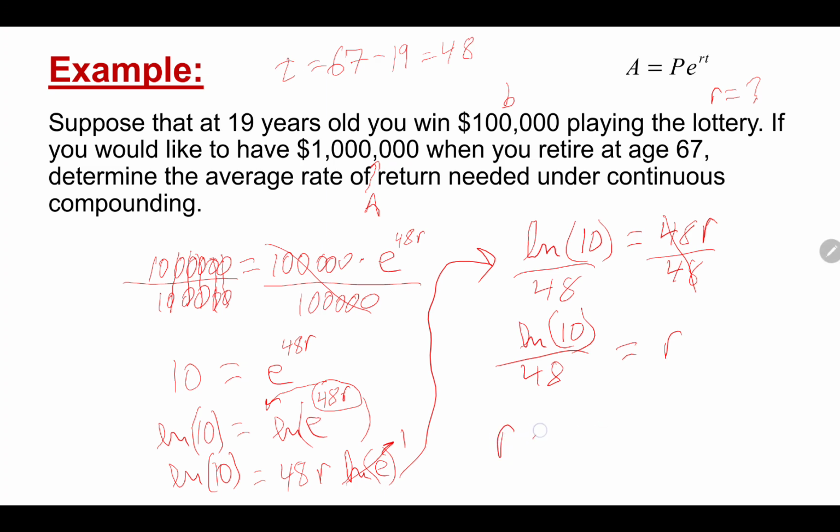So r is approximately, again, I'm looking for a rate, so that's fine, divided by 48. 0.04797. So what does this become? So move this over. So this is about 4.8%. Again, approximation. So that would be the average rate I would need to get on that investment, or whatever investment I was using that was continuously compounded.